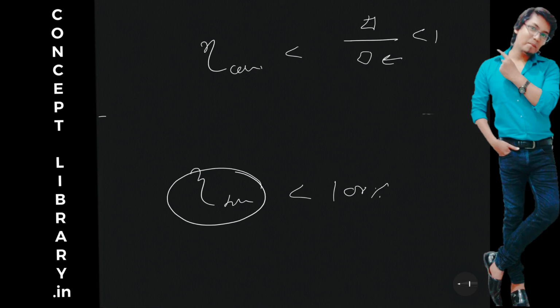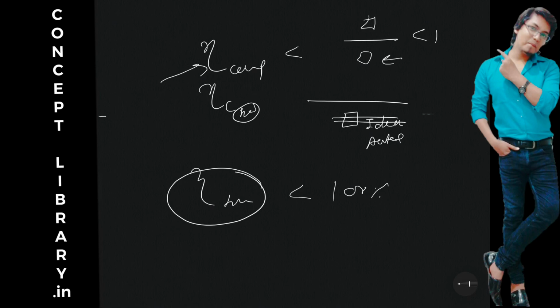So in case of compressor, what should be in the denominator? Actual work, because actual work is more. We are talking about the efficiency of the compressor, that is, you can say isentropic efficiency. And your ideal work will be less, no doubt.